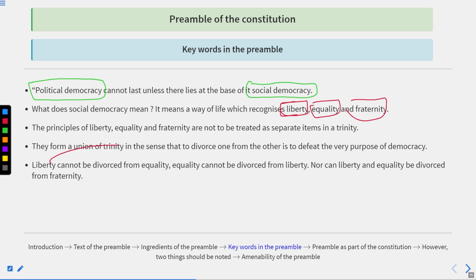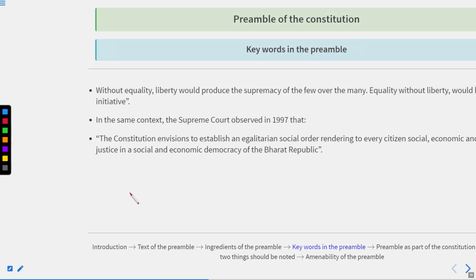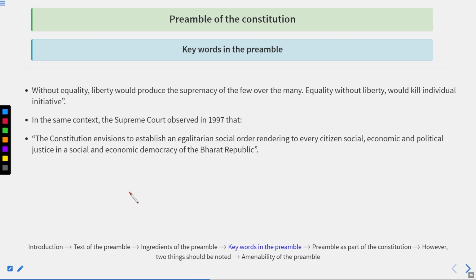Like liberty is connected with equality, and equality is connected with liberty. It's not like they are different and separate things. What are the keywords in the Preamble? Without equality, liberty would produce the supremacy of the few over the many. Equality without liberty would kill individual initiative.